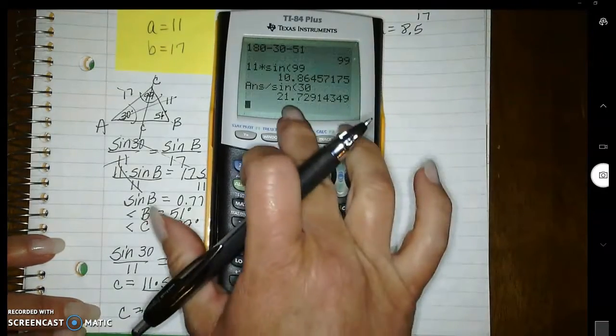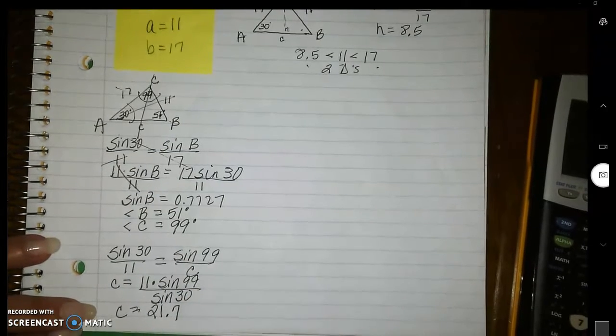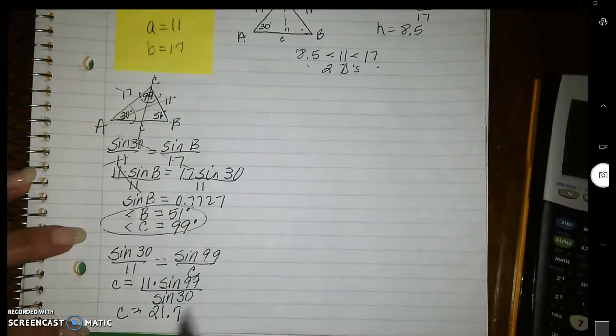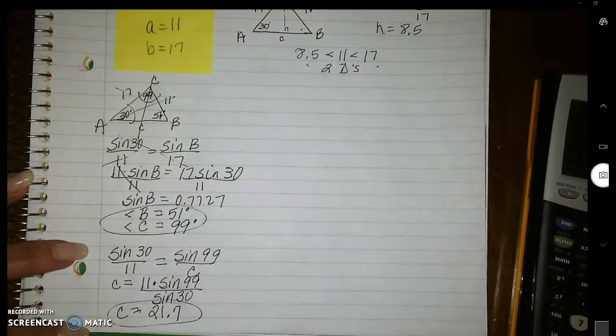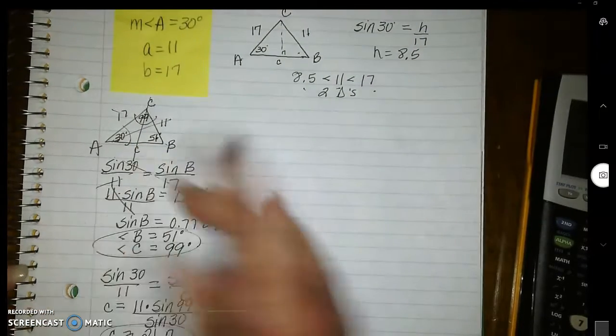And I get 21.7. Okay? So I just found my two missing angles and my other side. All right, now, what does the other triangle look like?